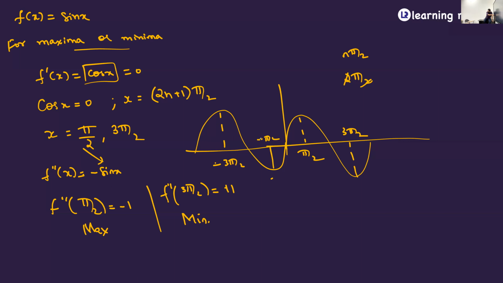So minus 1 is negative or positive? Negative. What did we say in the second derivative test? When f double dash is negative, it is a maximum. So at pi by 2 it is attaining a maximum. In the same way, at 3 pi by 2 when I substitute I get plus 1. So f double dash of x is positive, so it is a minimum. That is all you need to do.